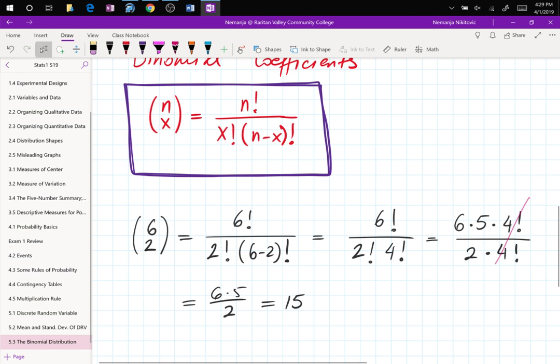Yep, 70. So 69 is the largest factorial you can calculate on a TI-83 or 84, and then 70 gives the overflow in memory.